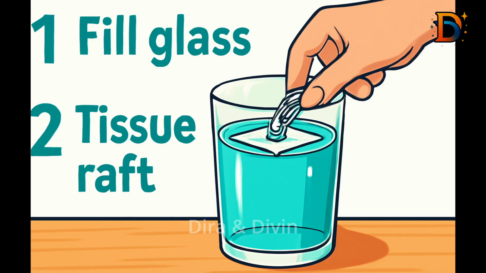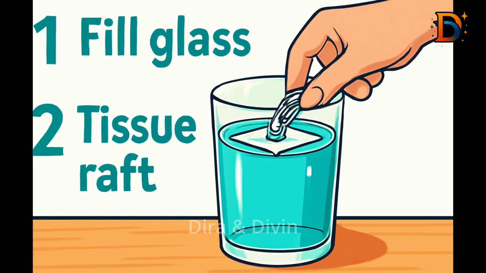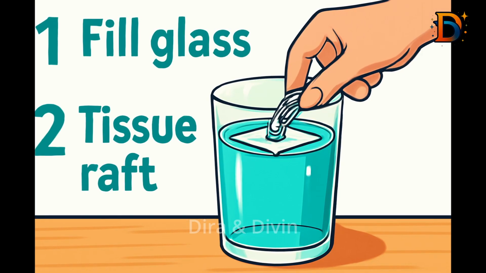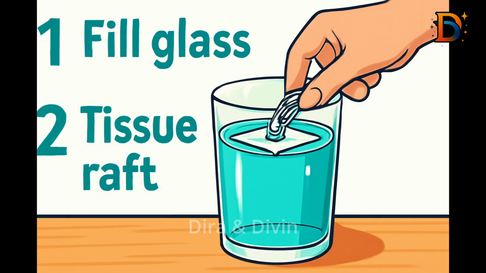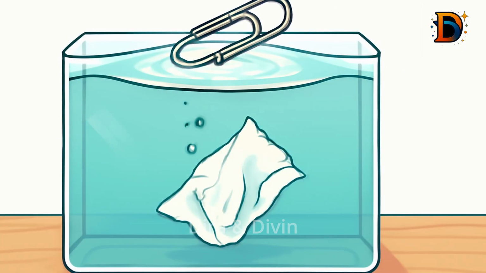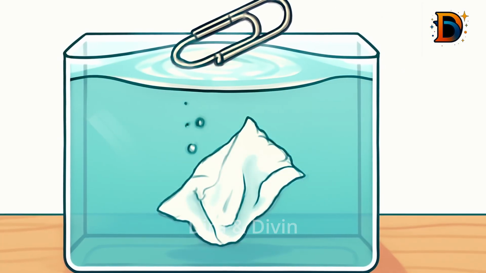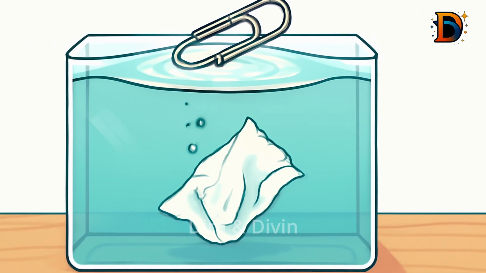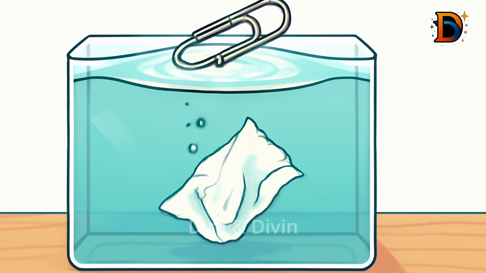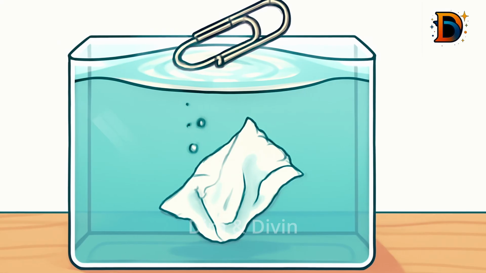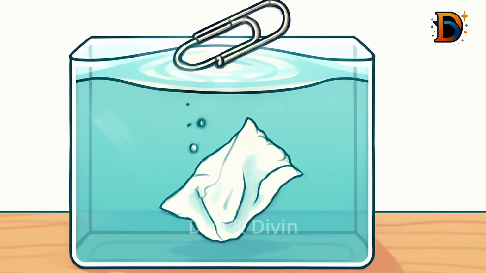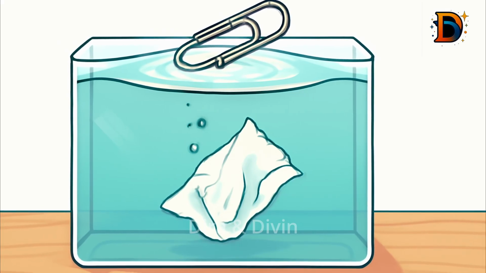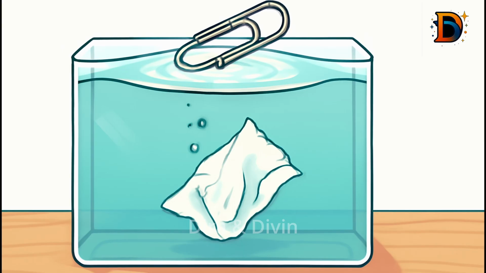Gently place a paper clip on the tissue. Do this slowly so you don't splash. Wait for the tissue to sink. After a few seconds, the tissue will get wet, sink, and disappear. Watch the magic. The paper clip stays floating on top of the water.